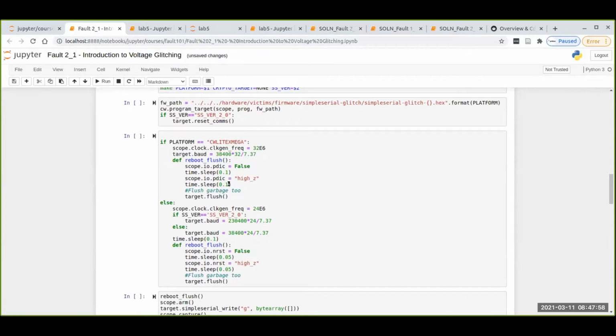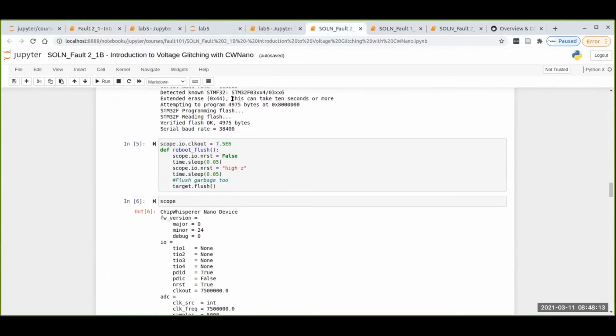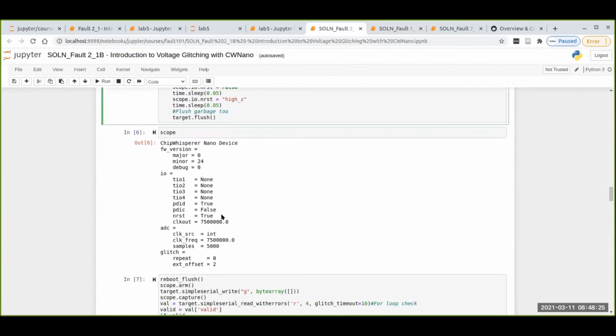And the solution is essentially to just keep the definition of the reboot flush, drop all the if checks, just keep that definition, and set a clock IO. Let's pull it up. Basically do a scope.io clock out. Does that cell work for everybody when they run it? And then if you print out the scope parameters, you can see them.